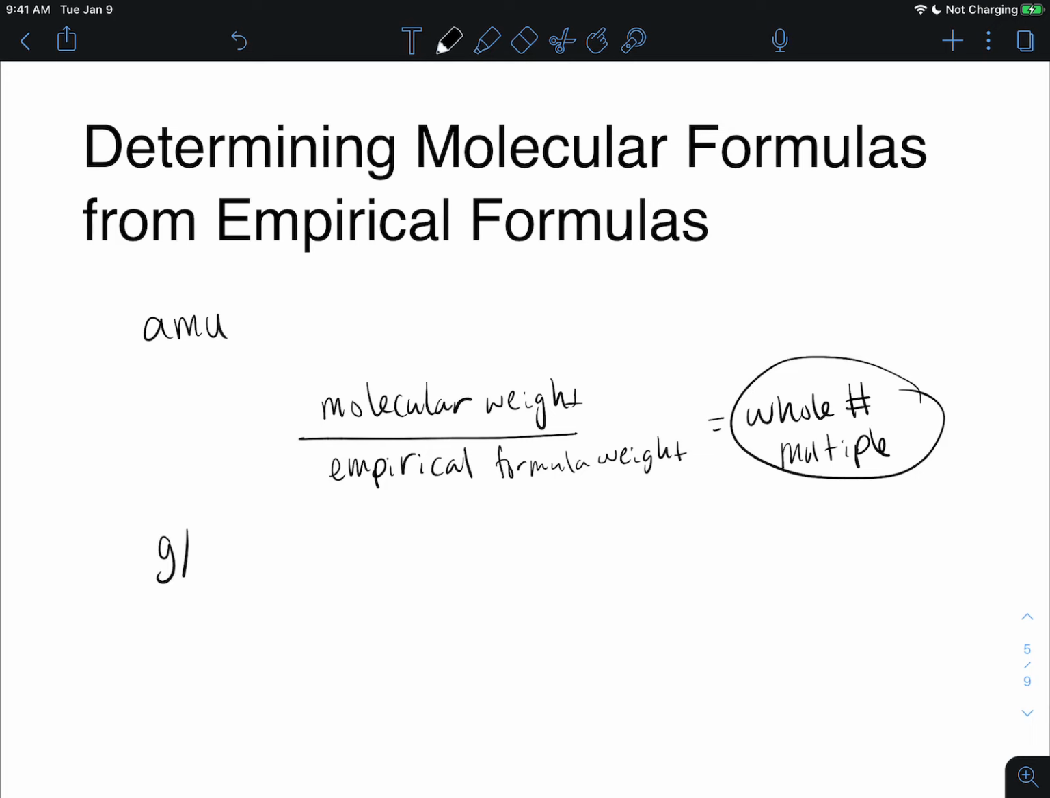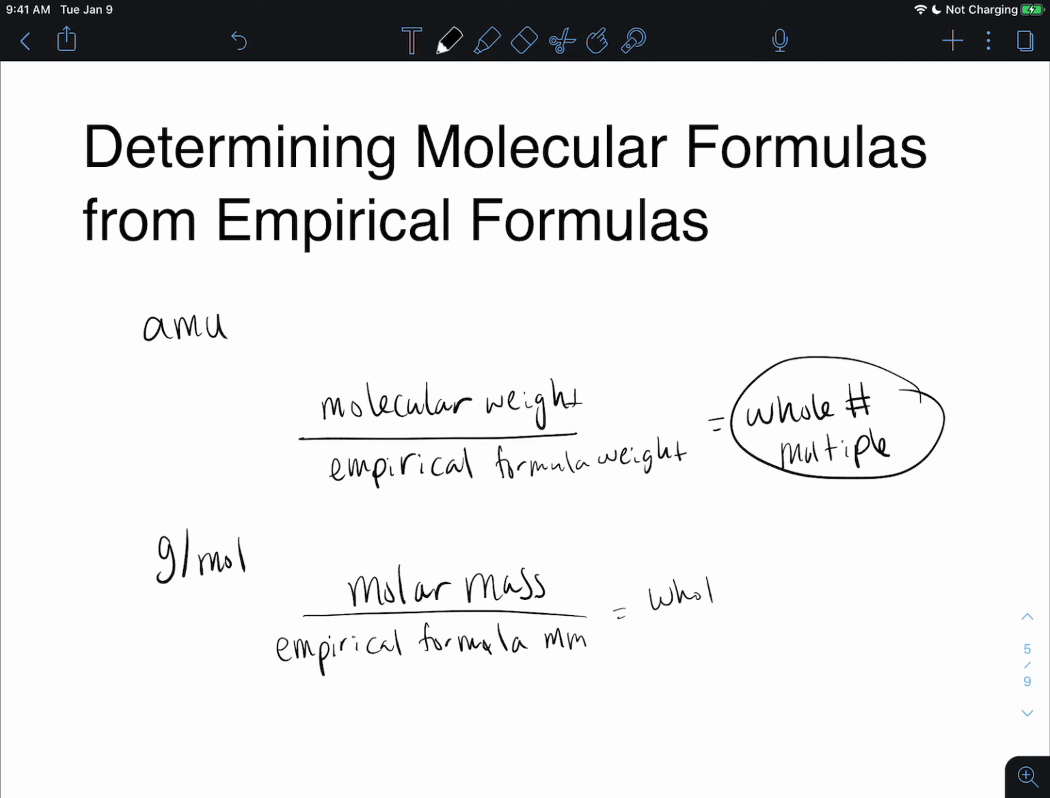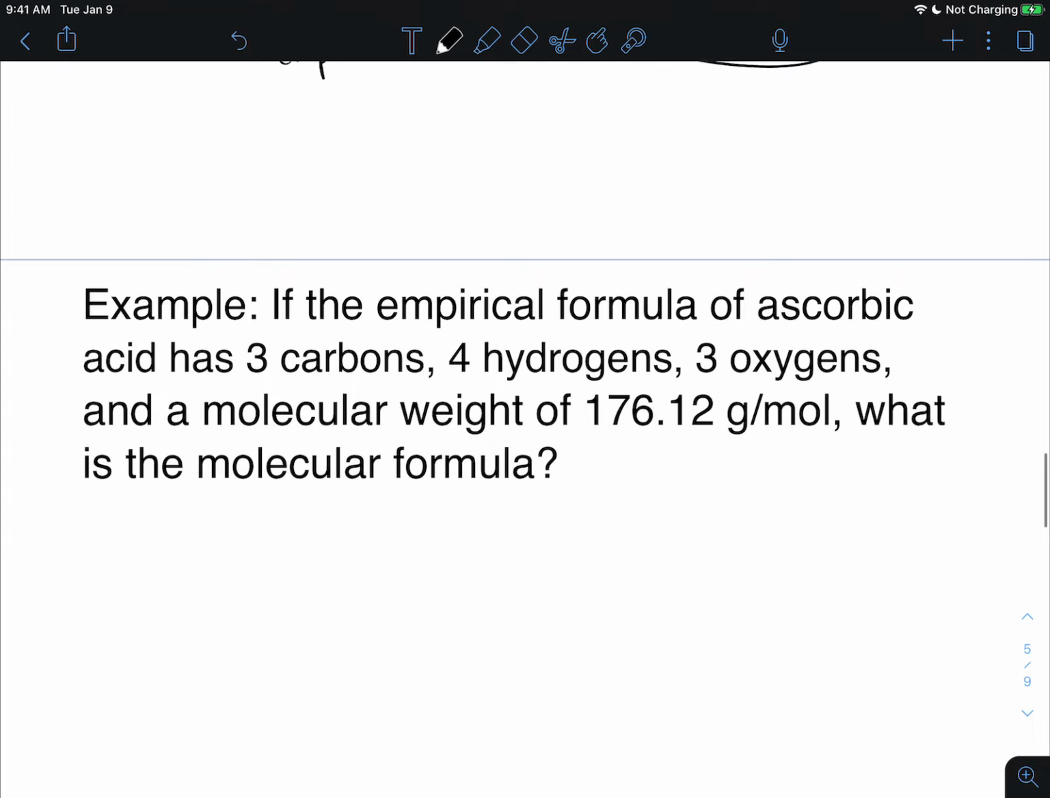If we are dealing with grams per mole, it's basically the same thing. Instead, we're taking molar mass, dividing that by our empirical formula molar mass. And that again will give us a whole number multiple, which we will then multiply by our empirical formula. So let's try that out.